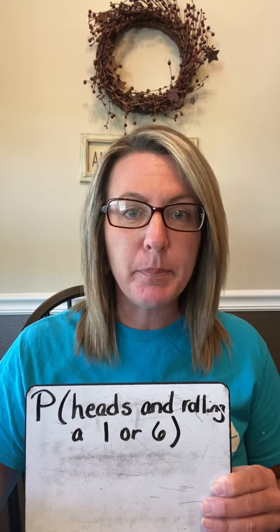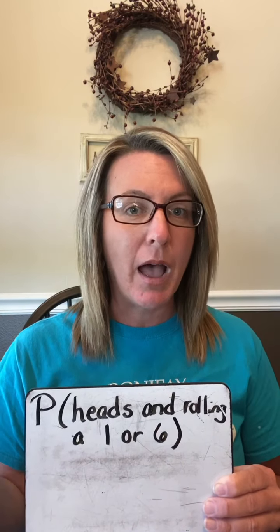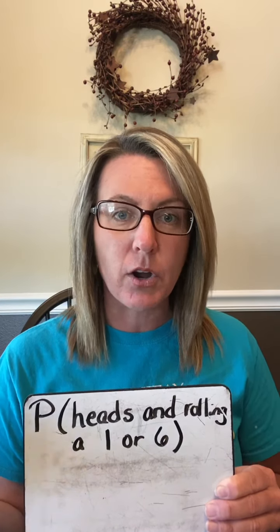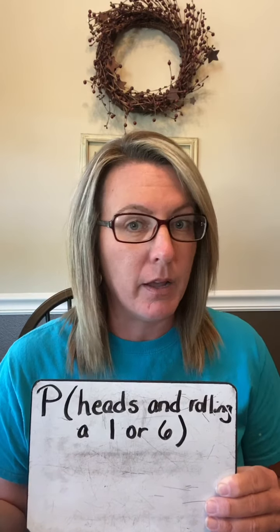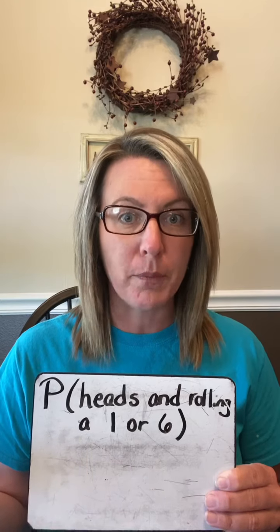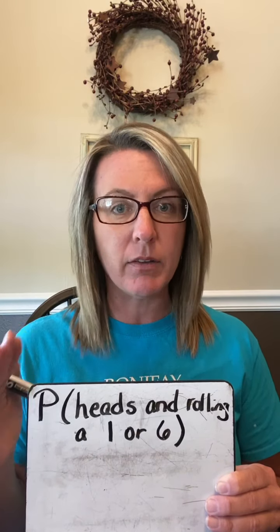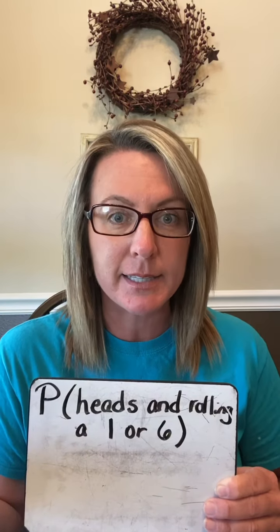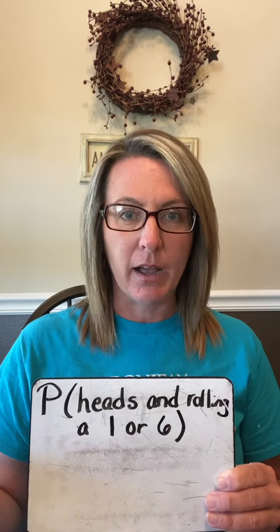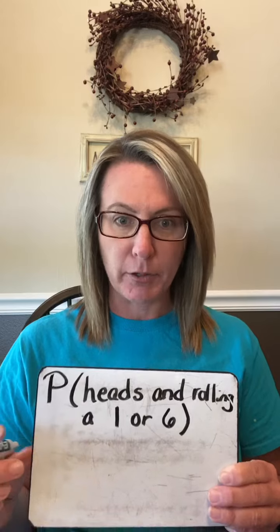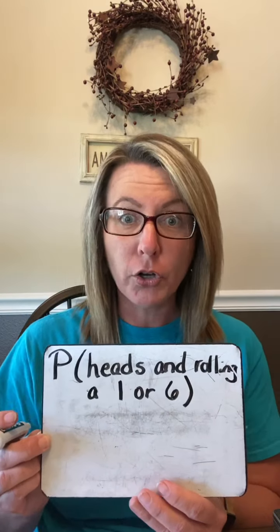Now, these are independent events because when I flip that coin, my results there are going to have nothing to do with me rolling that number cube and the results that occur from that, okay? So these are independent events. Think about what independent means. When something's independent, it does not rely on anything else. So one event does not rely on the other. So here is all you do.